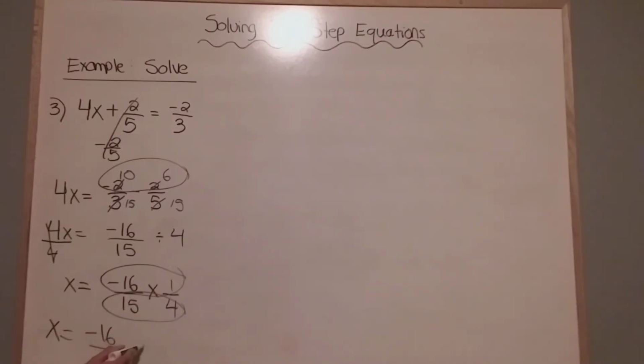And then you have to put it into lowest terms. So I get negative 16 over 60. I can divide it by 4. So my final answer is going to be negative 4 over 15. That is my final answer. You cannot work in decimals. If a fraction is given to you, your final answer has to be in a fraction.